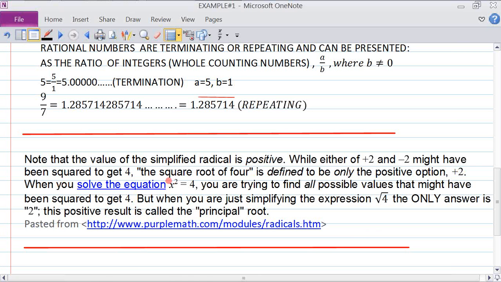When you solve the equation x squared equals 4, you're trying to find all possible values that might have been squared to get 4. But when you are simply simplifying the expression square root of 4, the only answer is 2. This is the positive result and is called the principal root. The source for this is Purple Math. Here I've given it to you, and you can go and look it up in more detail.